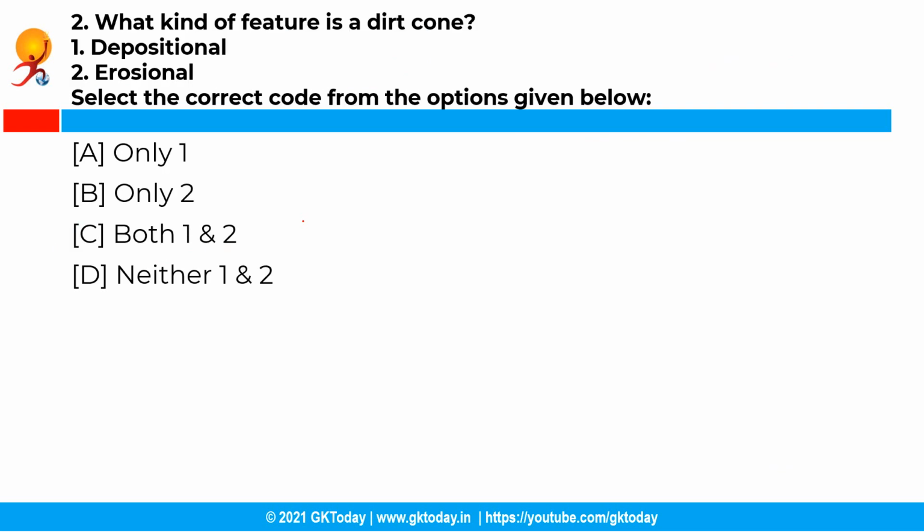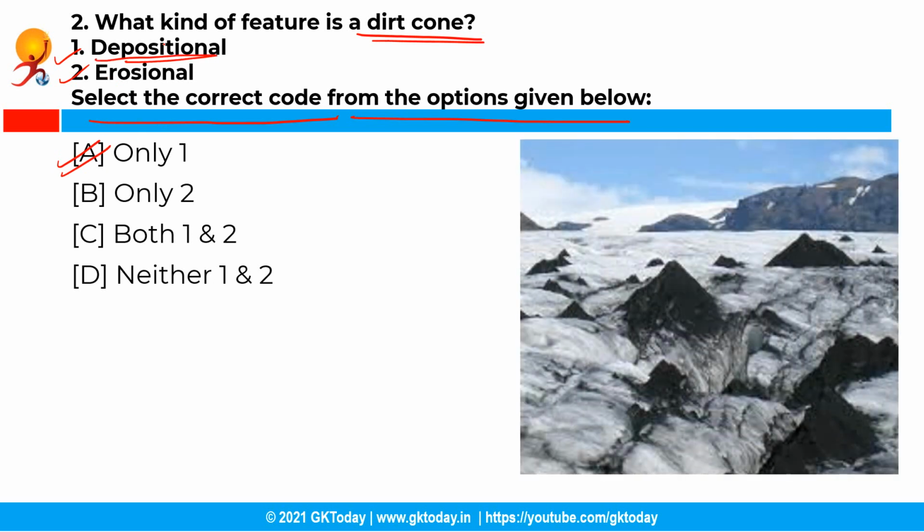Now the next question is, what kind of a feature is a dirt cone? Depositional or erosional? So you have to select the correct code from the options given below. And the correct answer is option A, that is the only first one is correct. See, dirt cones are depositional features of glacial landform, and debris of ice and some sort is required for its formation.